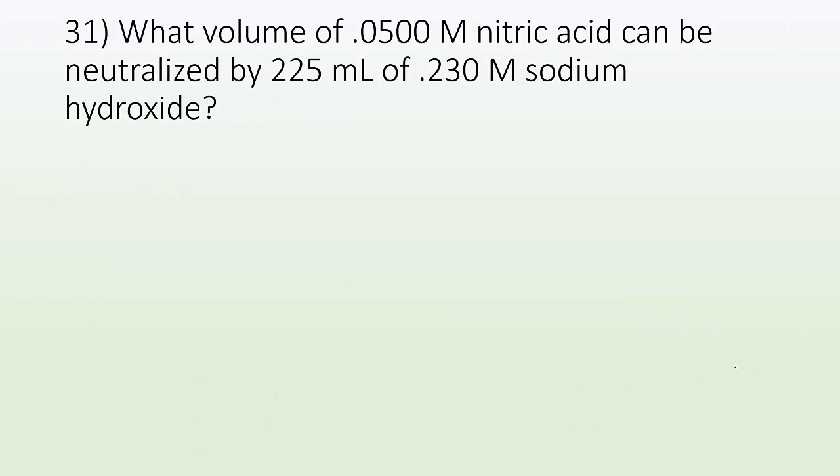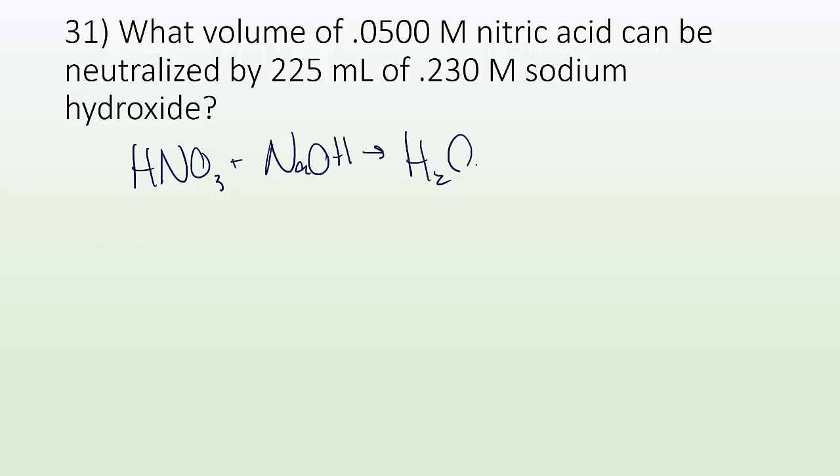31. What volume of 0.0500 molar nitric acid can be neutralized by 225 milliliters of 0.230 molar sodium hydroxide? So it's saying we've got nitric acid, HNO3, reacting with sodium hydroxide, which is going to give me water and a salt. And the salt's going to be the sodium with the nitrate, so sodium nitrate. Right? So what volume of 0.050 molar nitric acid?